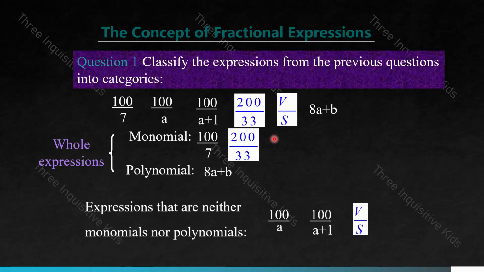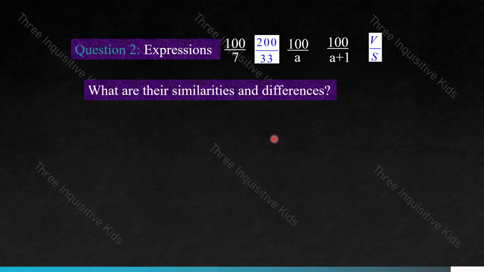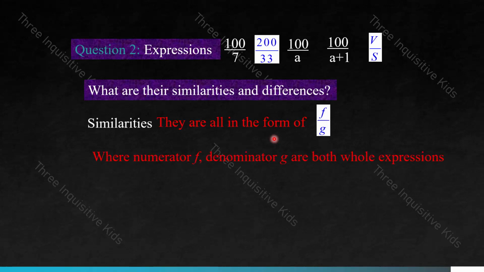But there are also some expressions that are neither monomials nor polynomials, so expressions that are not whole expressions, which is 100 divided by a, 100 divided by a plus 1, and v divided by s. Out of these expressions, what are their similarities and differences? Well, here are their similarities. They are all in the form of f divided by g, where the numerator f and denominator g are both whole expressions.